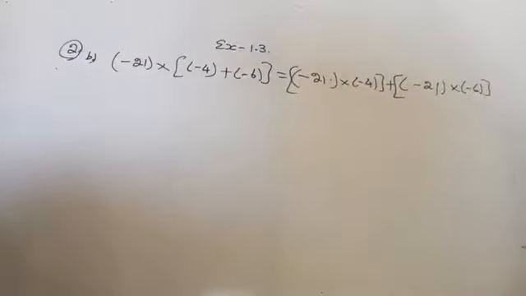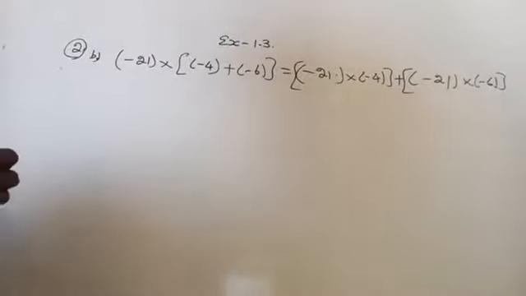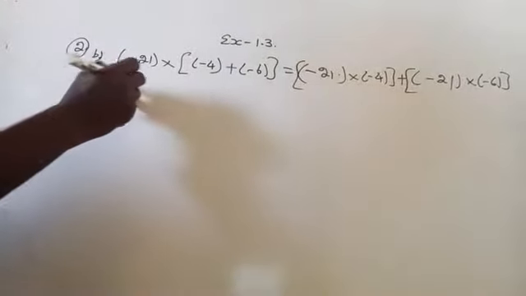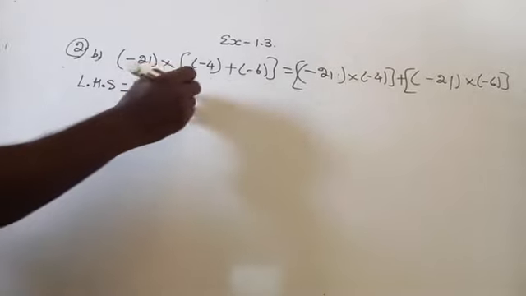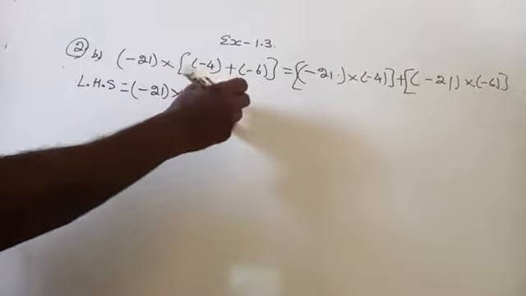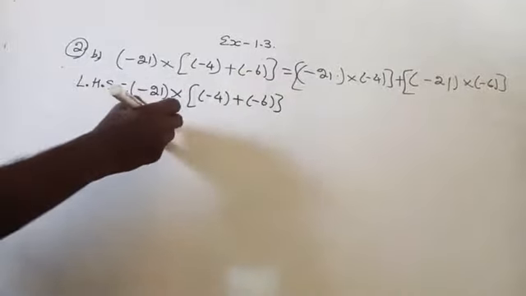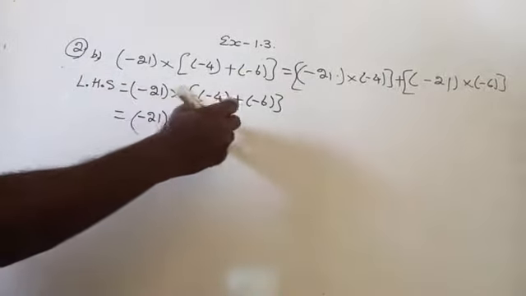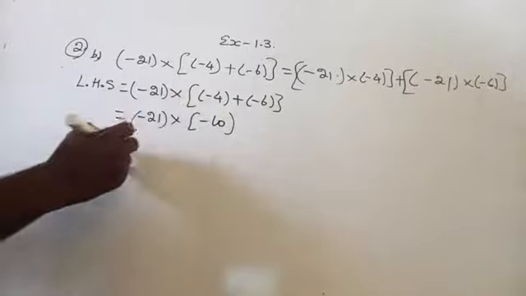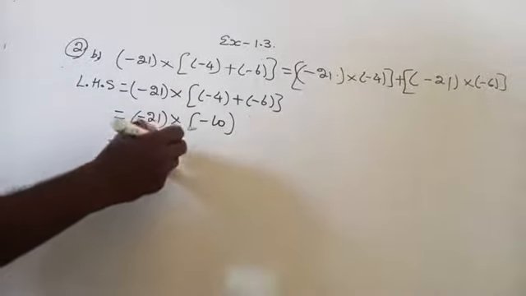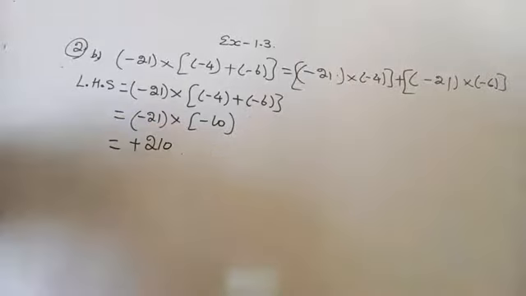Now first you consider the left hand side. So what's in the left hand side? Minus 21 into (minus 4 plus minus 6). Minus 4 plus minus 6 is minus 10. The product of two negative integers is positive. So 21 into 10 is 210.